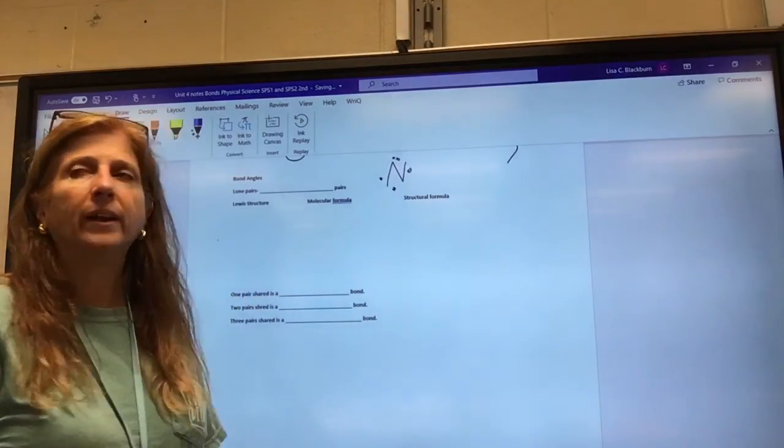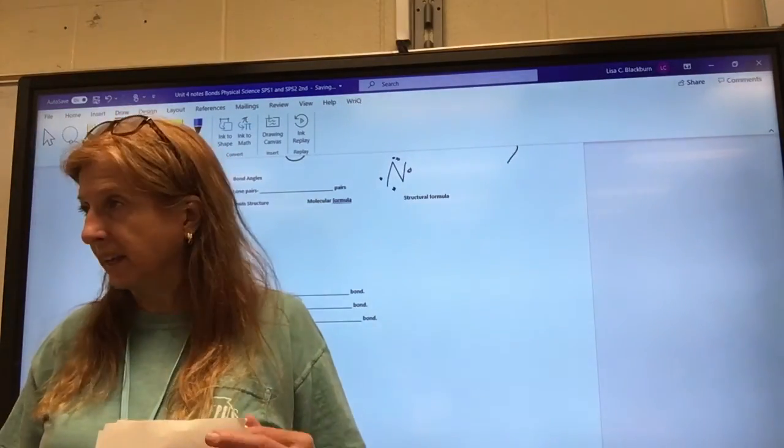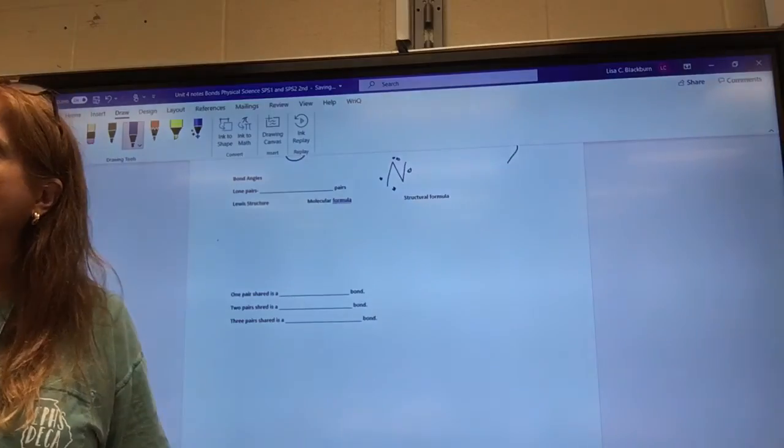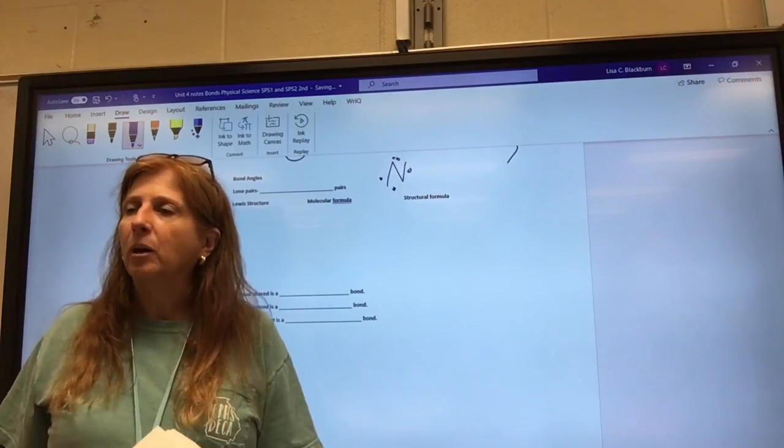They all get one dot before you double up. That's something called Hund's rule in chemistry, and it's that the electrons each get their own orbital, their own little place to hang out in the atom before they have to share.